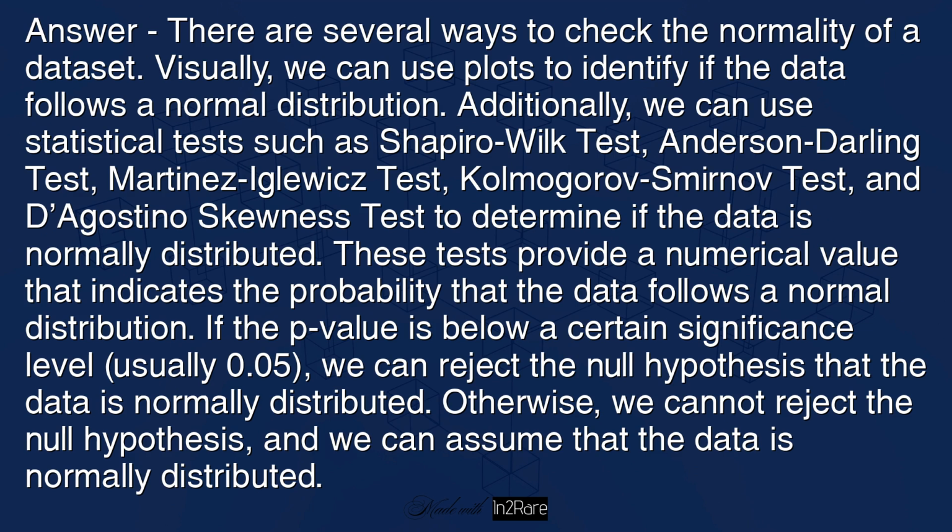These tests provide a numerical value that indicates the probability that the data follows a normal distribution. If the p-value is below a certain significance level, usually 0.5, we can reject the null hypothesis that the data is normally distributed. Otherwise, we cannot reject the null hypothesis, and we can assume that the data is normally distributed.